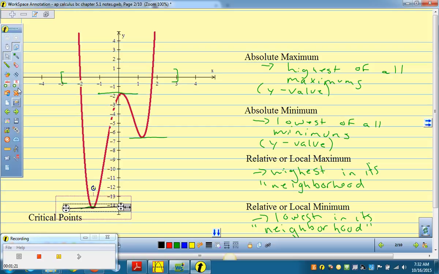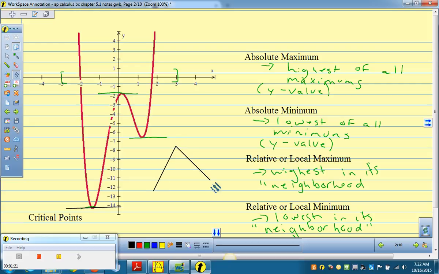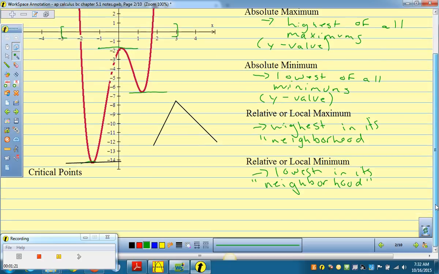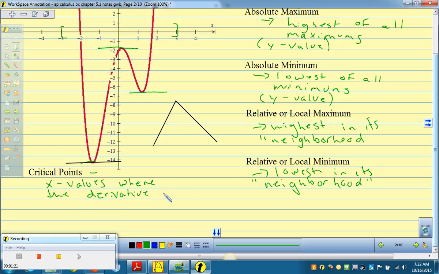There we go. So if we have a function that looks like this, we still have a maximum, correct? But the derivative does not equal 0. The derivative is what? Undefined. So we define the term critical point to be the x values where the derivative equals 0, and the most forgotten because people get caught up in the equal 0, or is undefined.